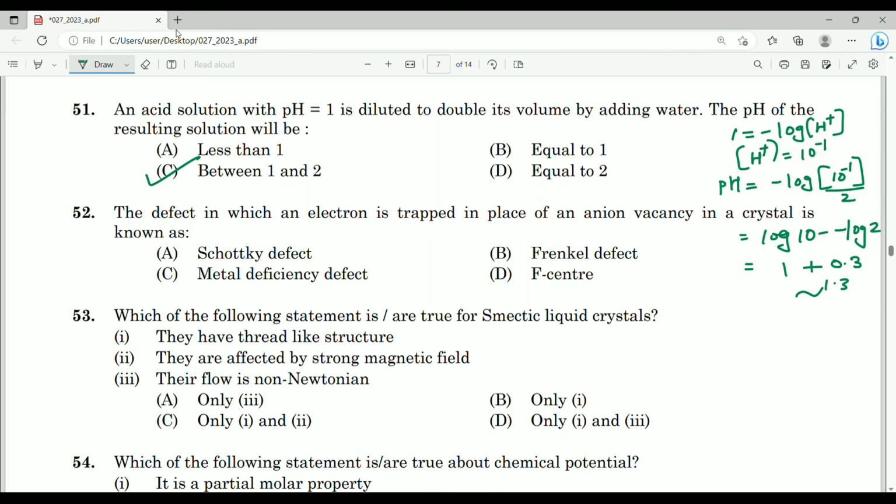52. The defect in which an electron is trapped in place of an anion vacancy in a crystal is known as. So electron is trapped in anion vacancy. So that will be metal excess defect.